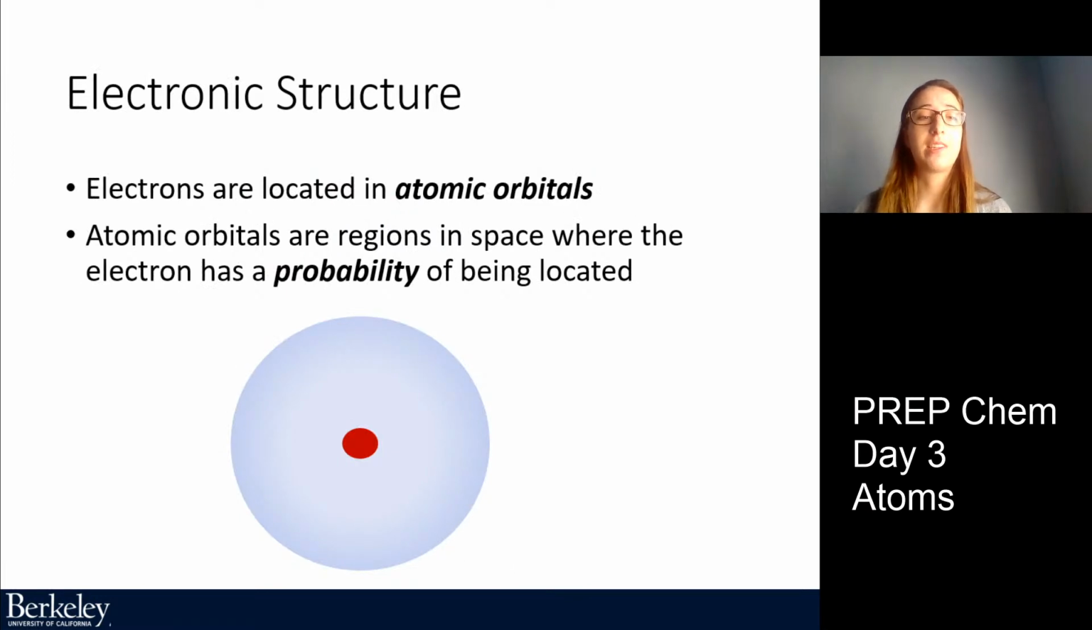So now we're going to discuss electronic structure. Electrons are located in places called atomic orbitals. And atomic orbitals are defined as the regions in space where the electron has a probability of being located.